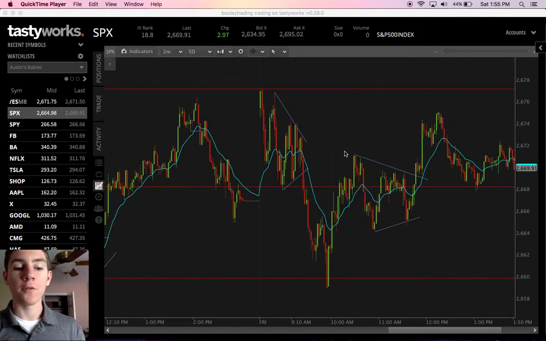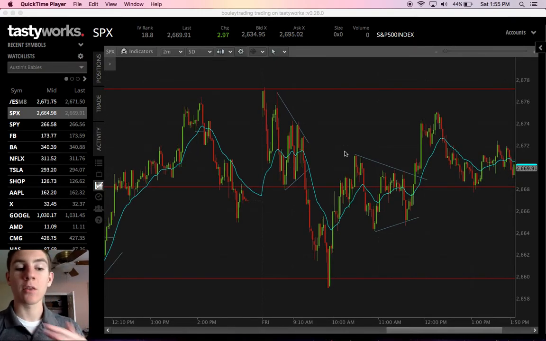I think this will be a good video because I'm asked this question a lot: what is the EMA line and why do you have it set at 18? So I'm going to go over that real quick. Right here, this is a chart of SPX. This is what I always trade.